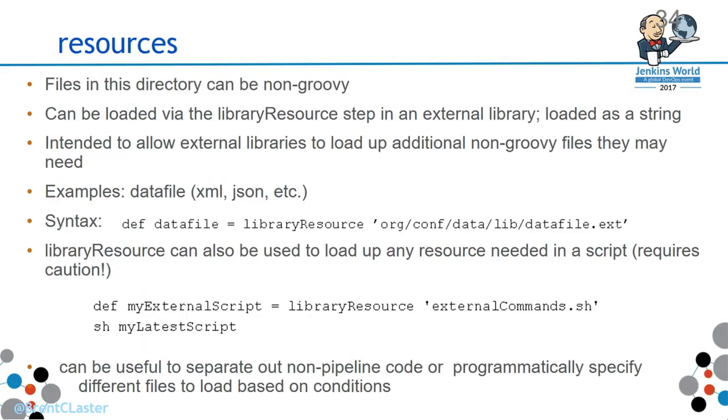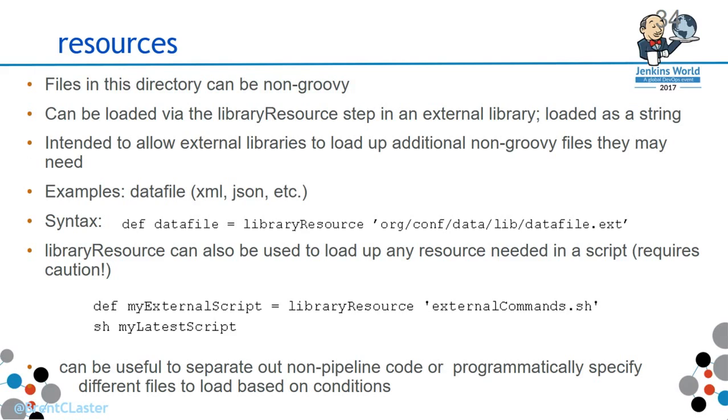The last directory we'll talk about in that section is resources. Files in this directory could be non-Groovy. This is kind of like your data place. This is where you can load up things from a data file path that you need in your pipeline. There's a special step called the libraryResource step. You can load it in as a string out there.